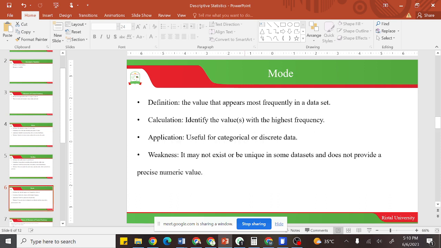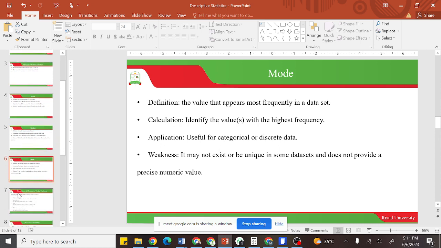And then the last one of the measures of central tendency is the mode, which is basically the figure or the value that appears most times in the data set. So which one has the highest frequency? It is very good to use when you have what you call categorical data or discrete data. The challenge is that sometimes you can have a data set that does not have a most appearing value. So that is the potential weakness you can have there.